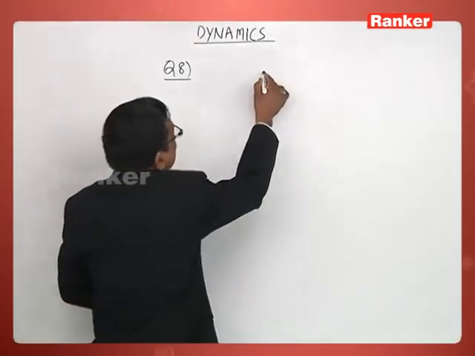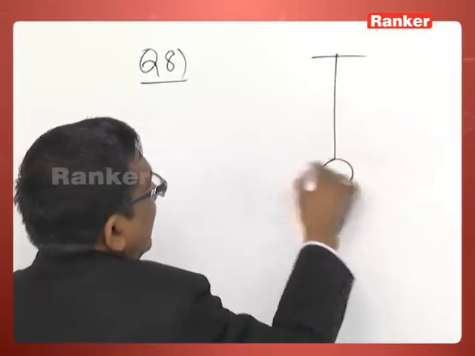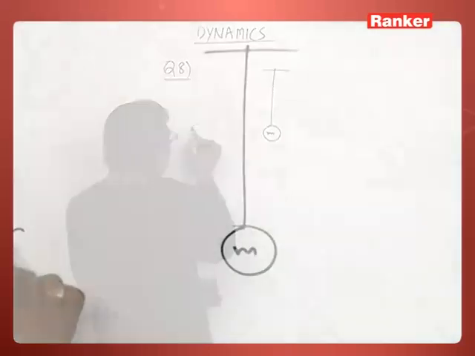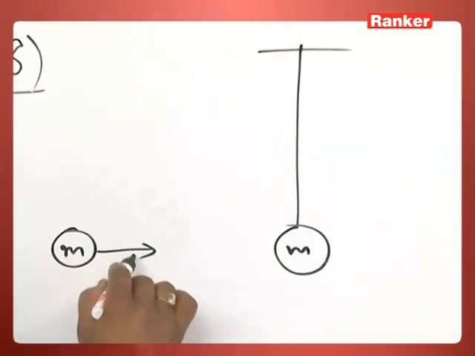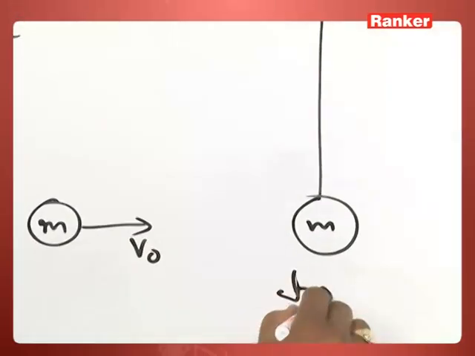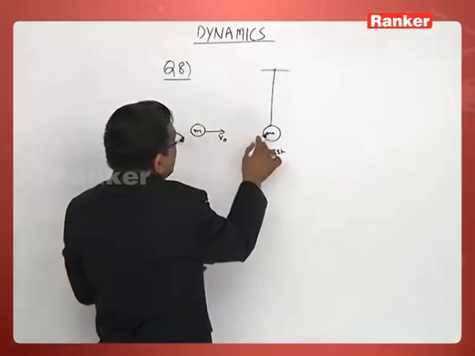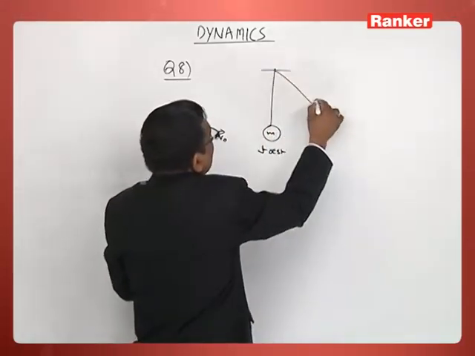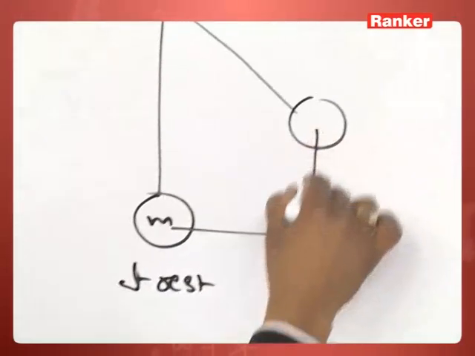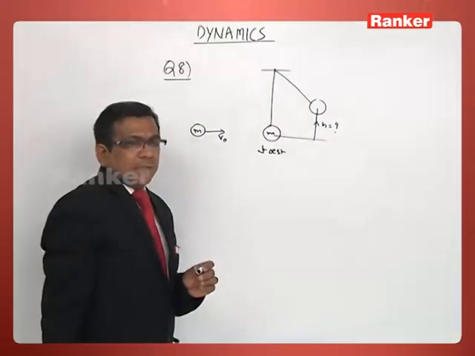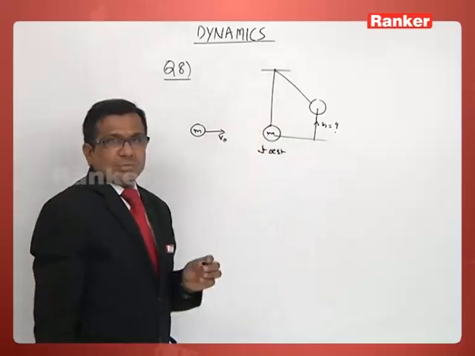Let us take this bob hanging like this, with mass m, and another mass m moving with a velocity v0. Now this one is at rest. This comes and collides. Because of the impact, both stick together and they move to some height above the ground. Now you want to calculate this height.